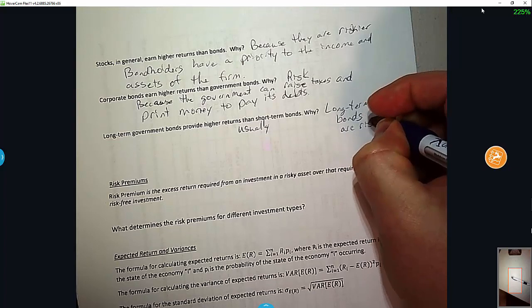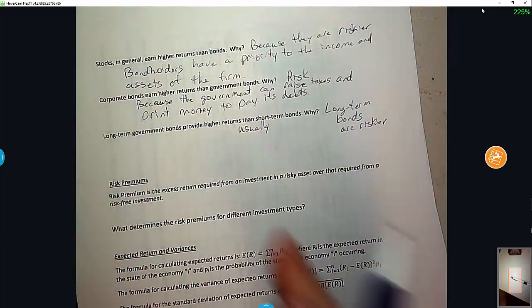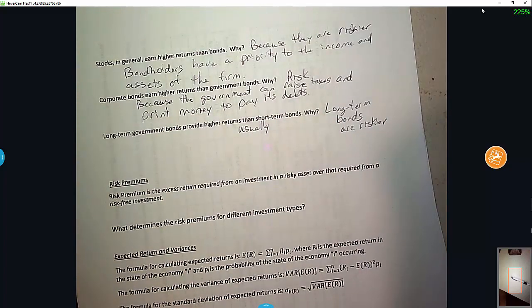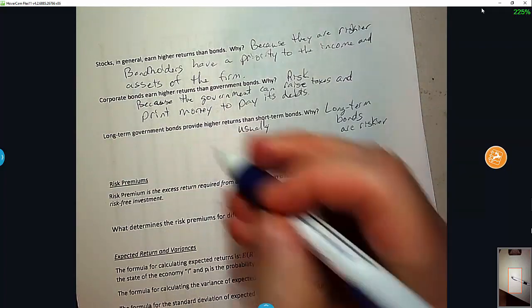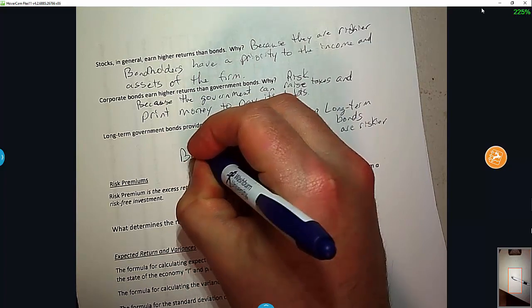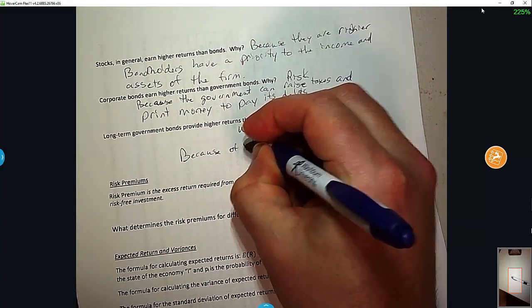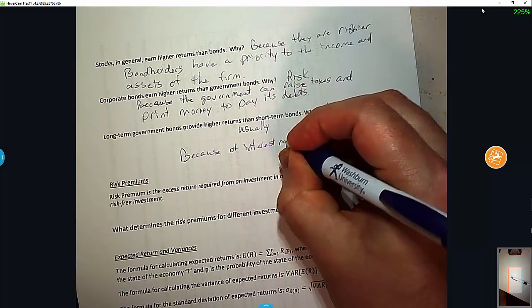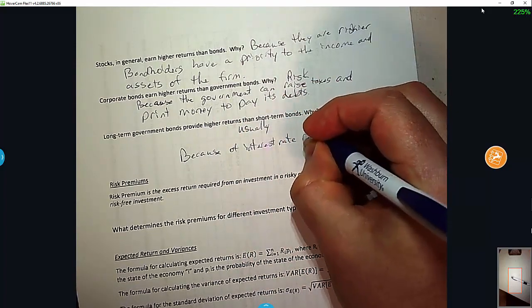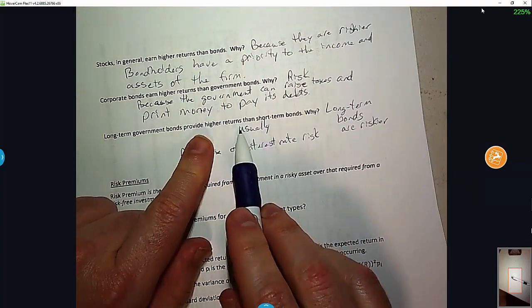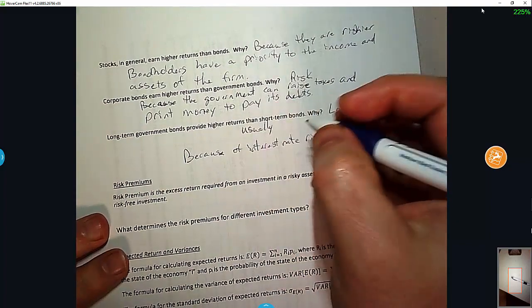If you think back to when we talked about interest rate risk, the longer the time to maturity for a bond, the greater the risk that a change in the interest rate would have an effect on the change in the price of the bond. So because of interest rate risk, long-term bonds generally provide higher returns than short-term bonds.